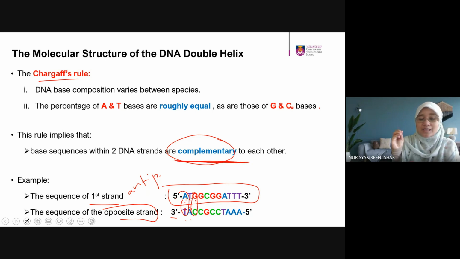Kita tak guna istilah same. The statement that the two DNA strands have the same DNA sequence is wrong. Sepatutnya the two DNA strands have complementary DNA sequences. The base sequences are complementary to each other.